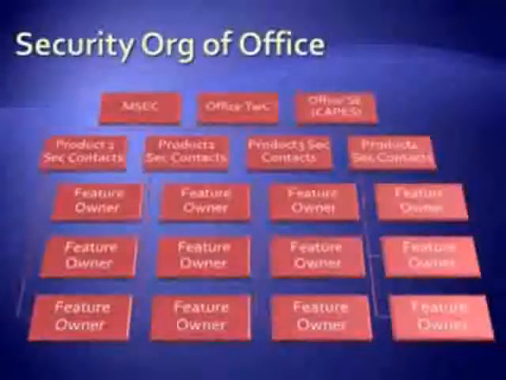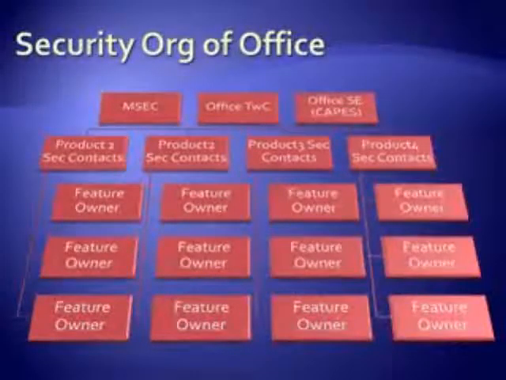So this is how we're organized. There's a few centralized security teams, like the MSec team that drives the overall security process for Microsoft. They work with an Office Trustworthy Computing team. The Office Trustworthy Computing team is the team that I work on, and we drive the SDL and the overall security goals and processes across all of the Office applications. We have security contacts on each of the product teams. Each of the product teams has a developer, tester, and program manager whose job it is to be a security contact.